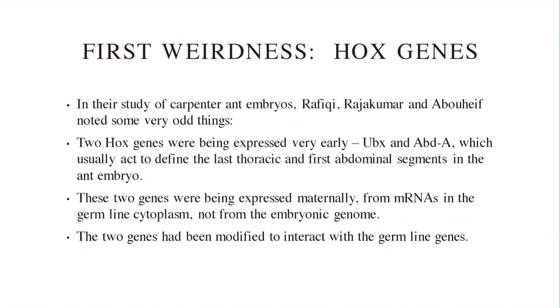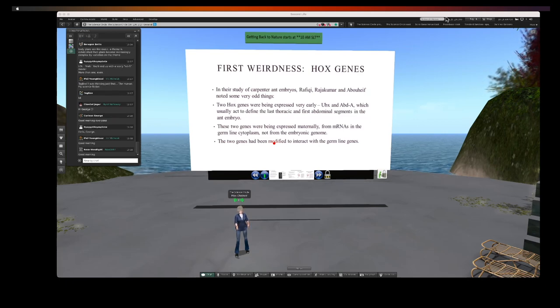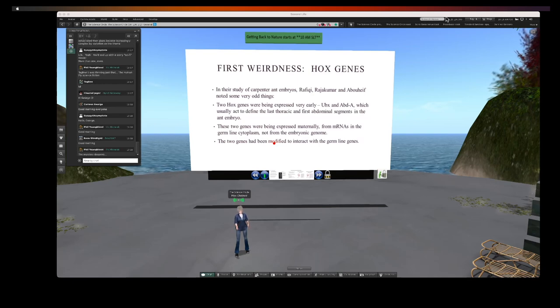Okay, so what the McGill researchers discovered when they were studying the genes that are active in these developing ant embryos were some very odd things. And the first odd thing was that there were two Hox genes that were expressed very early. They were expressed in those posterior germ cell cytoplasm. And those were maternal genes. They were maternal Hox genes that were active in the germline. So those weren't from the embryonic genome. They were from the maternal genome, and the proteins had been parked by the mom in the egg.